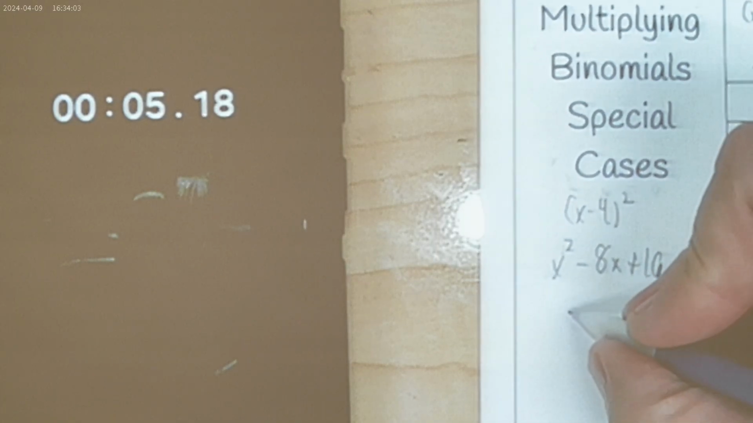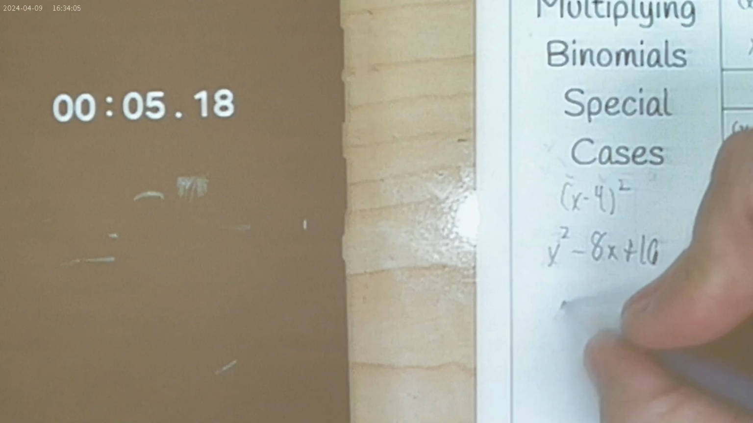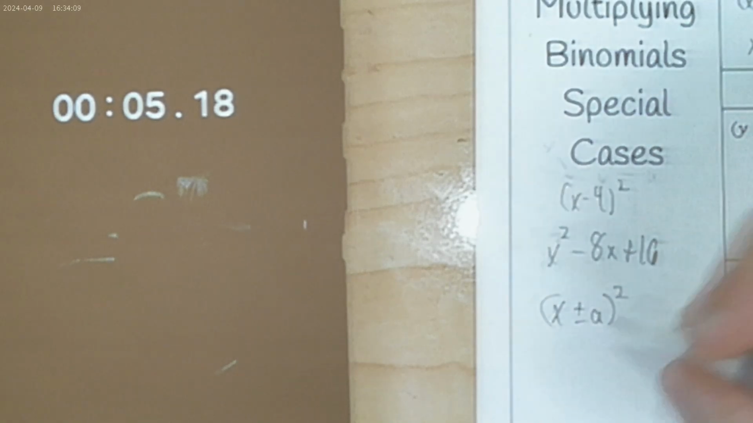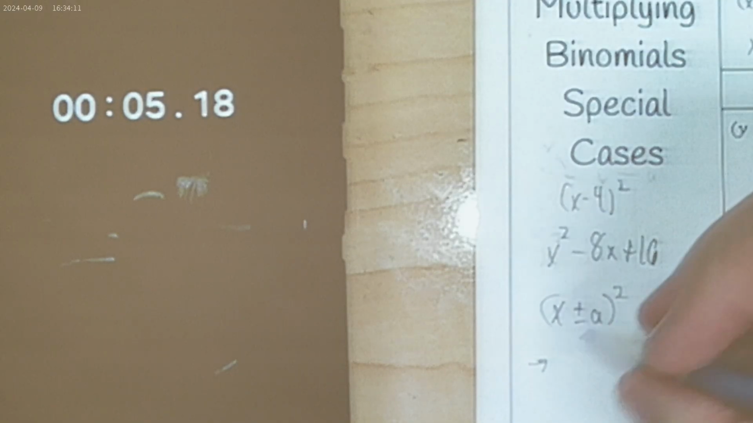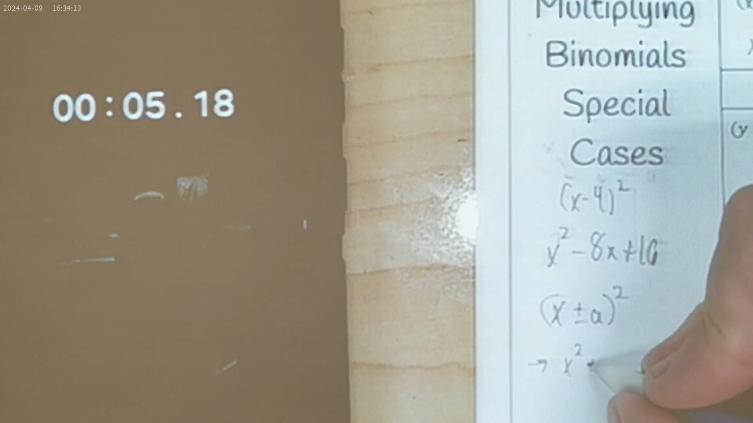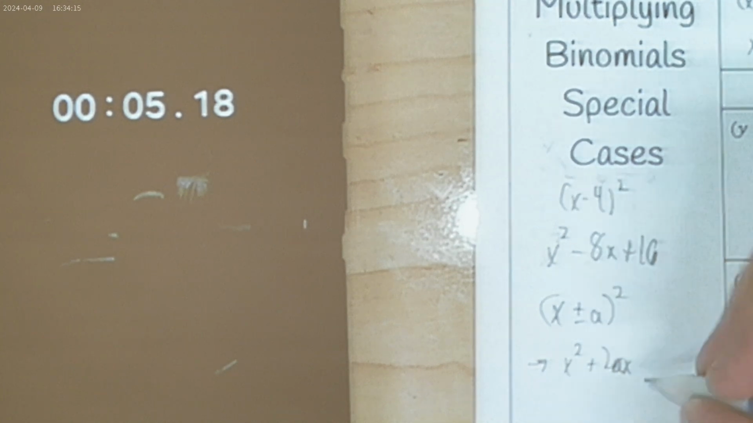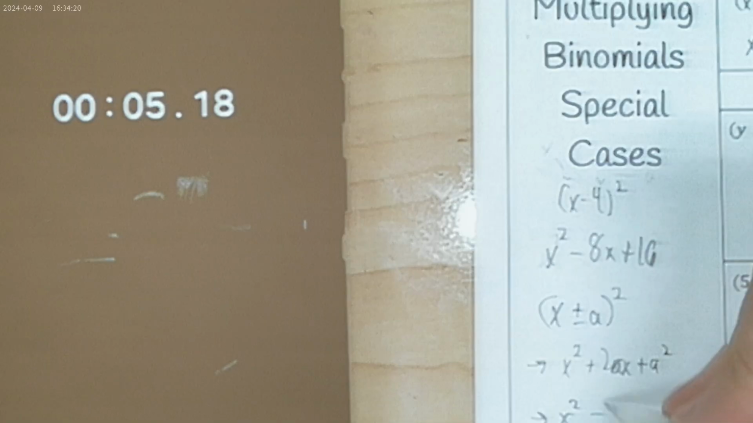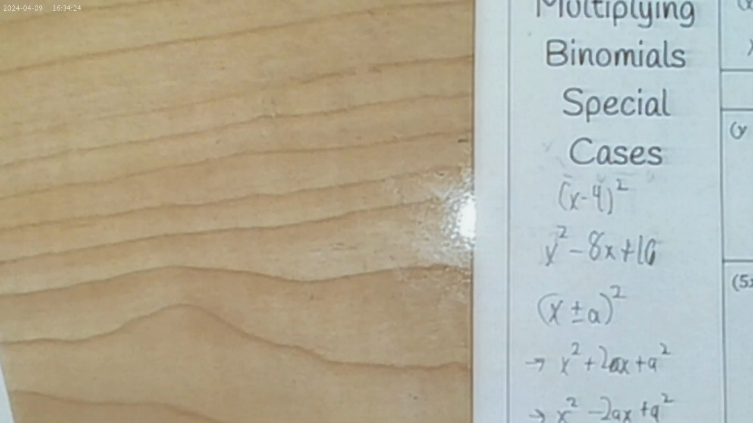The formula for a perfect square, practically speaking, is x plus or minus a, squared. And that will lead you to either, if it's plus, x squared plus 2ax plus a squared, or x squared minus 2ax plus a squared. All right, thank you very much, research assistant.